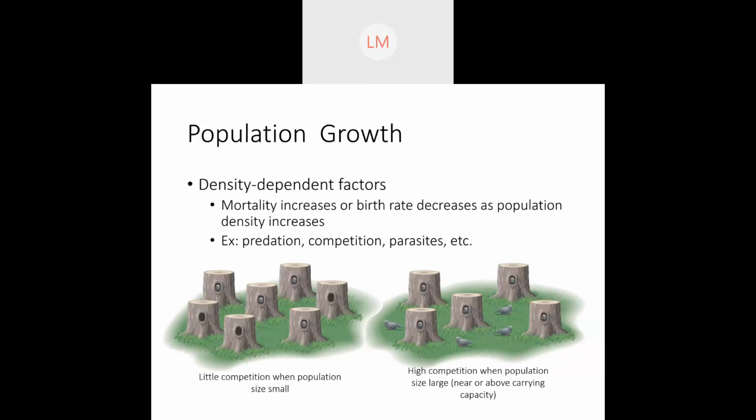But as that population increases, all of our tree trunks are going to be filled. So we've got birds that are out here without a place to live in those tree trunks. So we've got a high competition for those tree trunks. We would also probably see an increase in predation. So that when that population is large, this is a density dependent situation because it depends on the number of birds that are in that area.